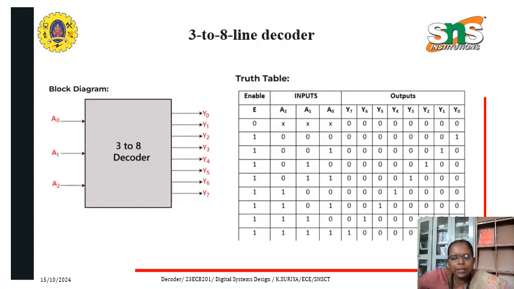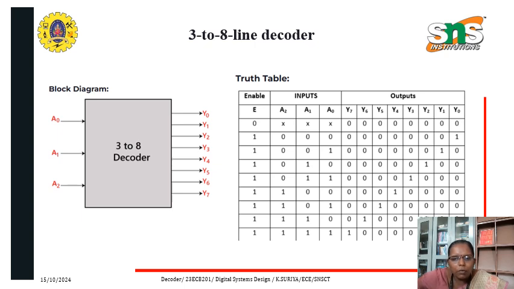Next one is 3 to 8 line decoder. The 3 to 8 line decoder is also known as binary to octal decoder. In a 3 to 8 line decoder, there is a total of 8 outputs Y0 to Y7 and 3 inputs A0, A1 and A2. This circuit has an enable input E. Just like the 2 to 4 line decoder, when enable input is high, one of the outputs will be 1.